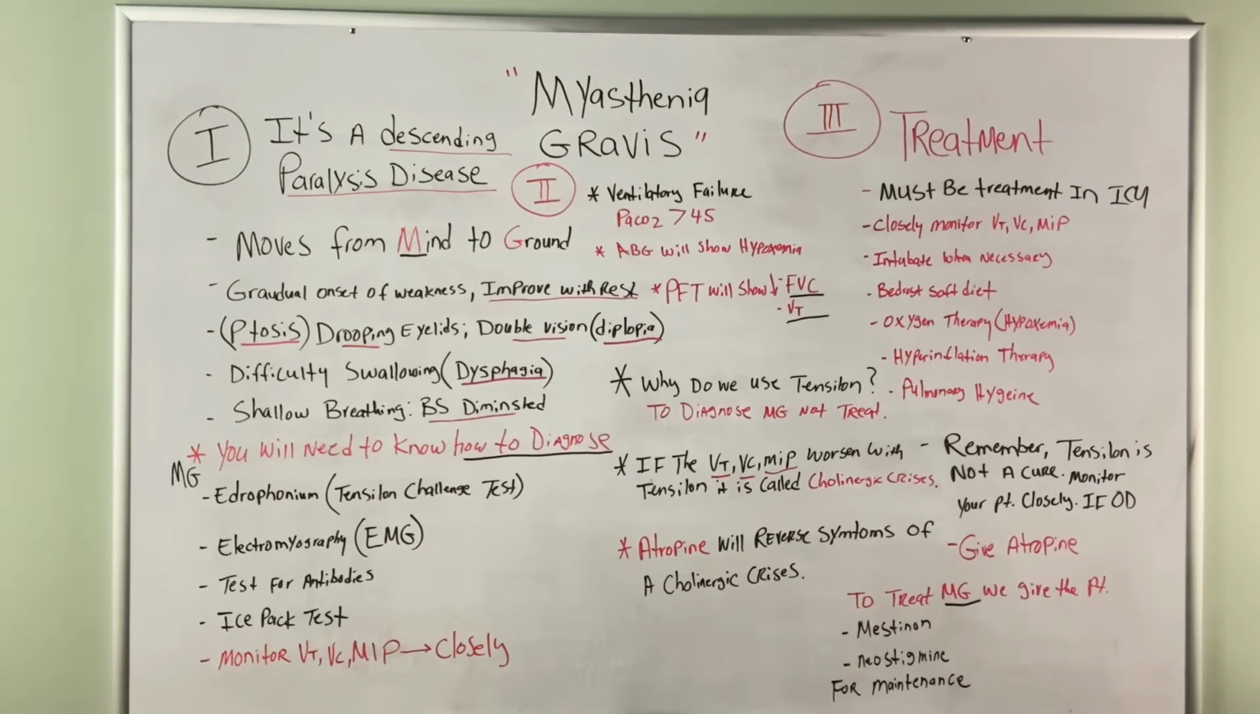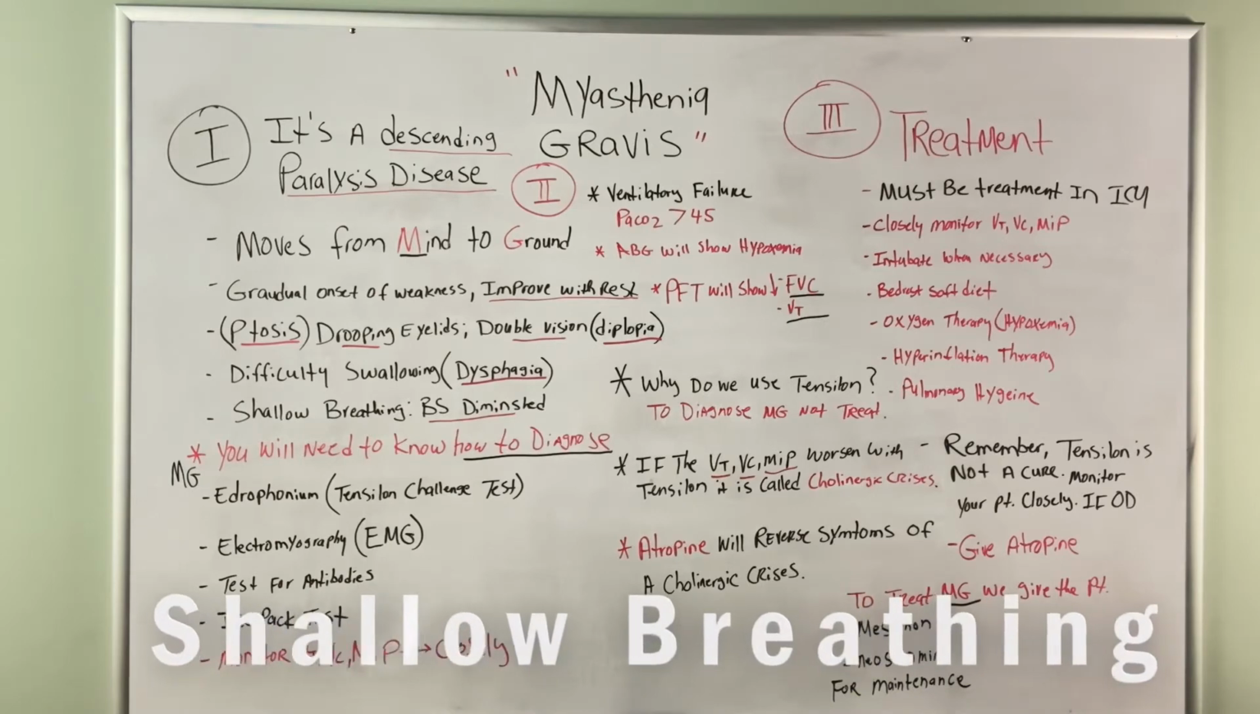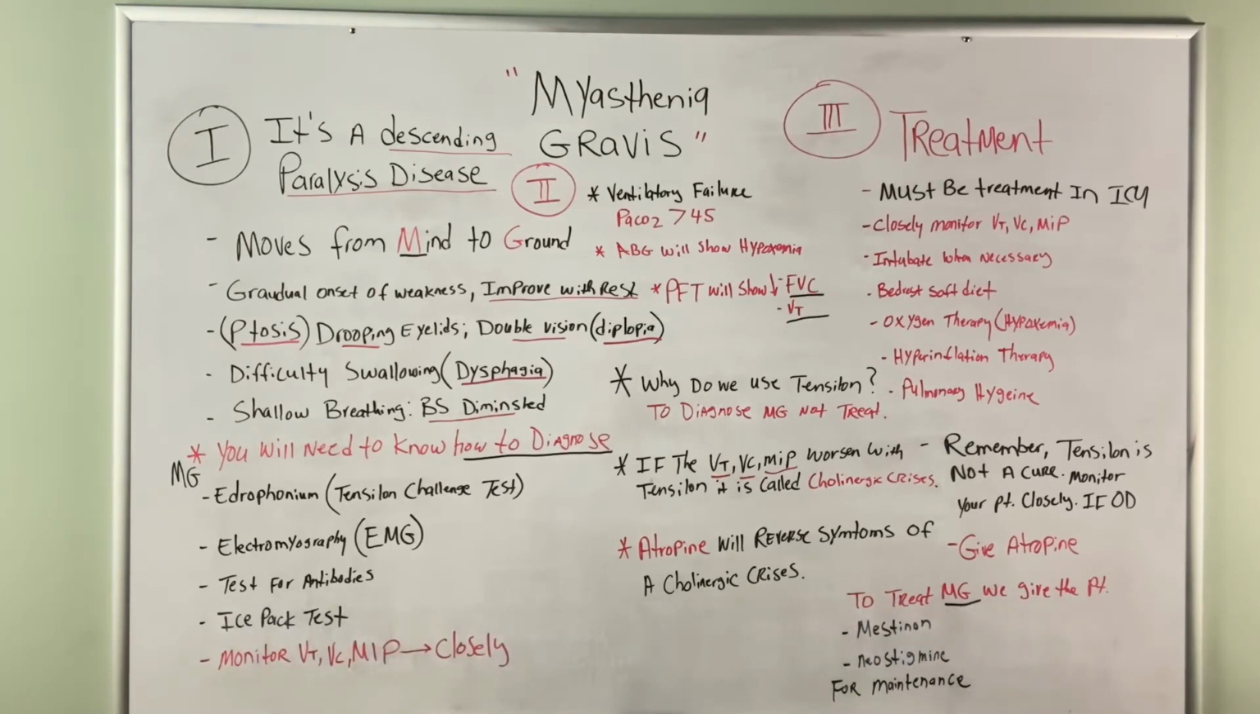In this disease, you will find ptosis, which is drooping of the patient's eyelids. Double vision, diplopia, is another thing that you will look for. Difficulty swallowing. And remember, this disease moves from the mind to the ground, or from the top to the bottom. So difficulty in swallowing is a big part of diagnosing this neuromuscular disease. The patient will also have shallow breathing. Breath sounds will be diminished.